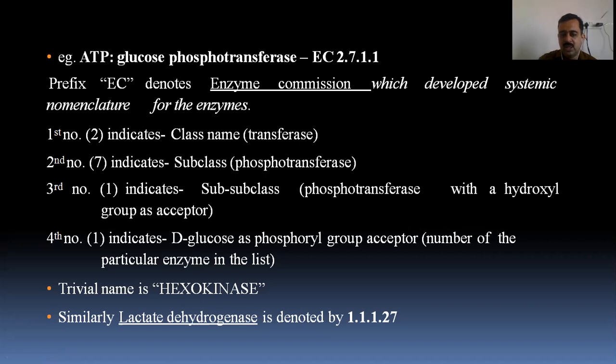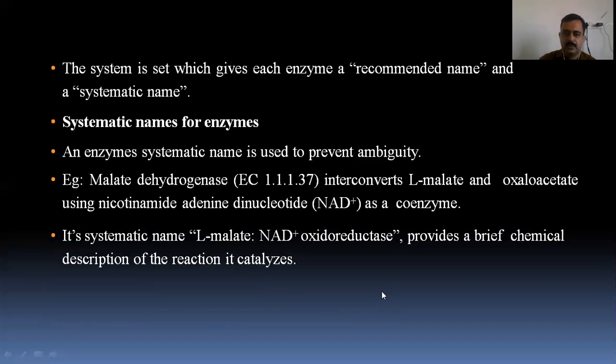Similarly, lactate dehydrogenase is denoted by EC 1.1.1.27. So 1 will be the class, the second one will be the subclass, the third one will be the sub-subclass, and the last, 27th, indicates the acceptor or donation of an electron.